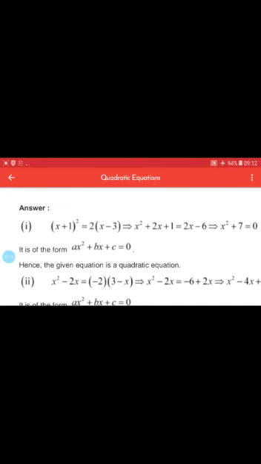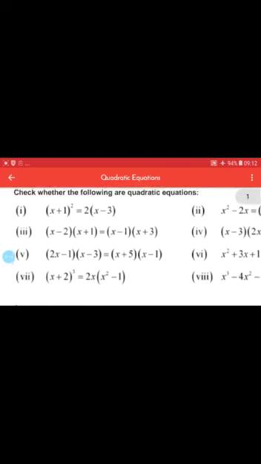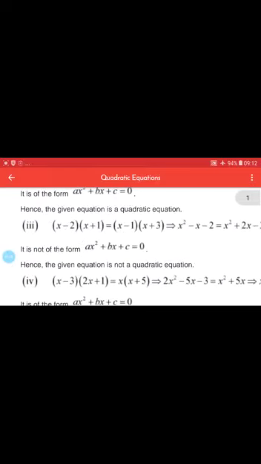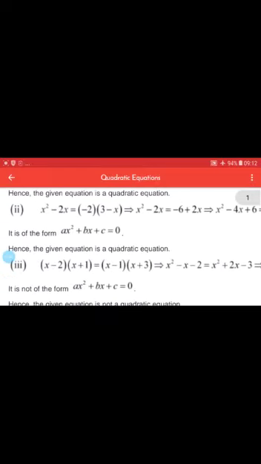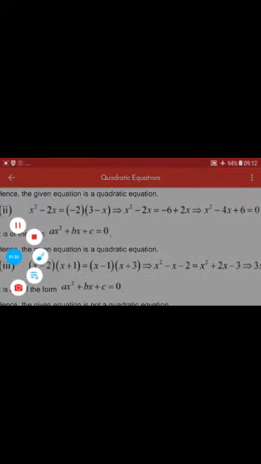Let us see the second one. Our second question is what? x² − 2x = −2(3 − x). So just see the second one. Let us arrange it here. How will we write? x² − 2x will be as it is, −2 into 3 is −6, minus minus plus, and 2x. Let us arrange it. So when we arrange it, what are we getting?